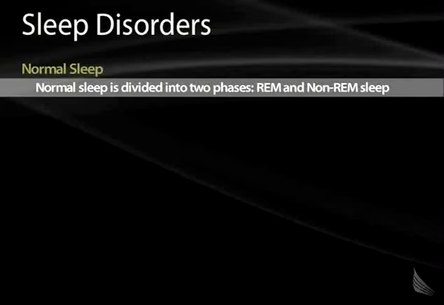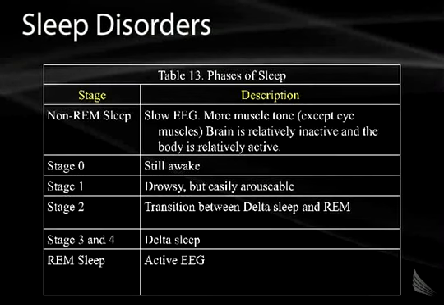So normal sleep is divided into two different phases. You have your REM sleep and your non-REM sleep. And what does REM mean? It means rapid eye movements. So if they ask you a question about that, instead of saying REM, they say rapid eye movements. It's the exact same thing. So in non-REM, you have stages of 0 to 4, and then REM does not have any stages.